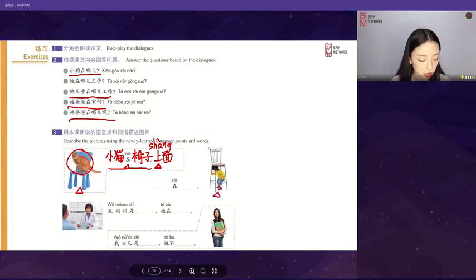Next one. Here, there is a kid, a little friend, he is under the chair. Now let's try to fill in the blanks. We learned how to say little friend, it is 小朋友, okay, 小朋友在椅子下面, very good. The next one.